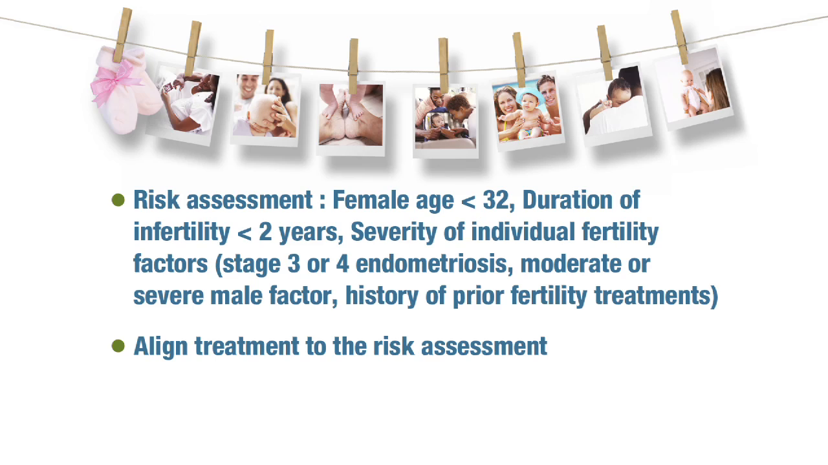Here's a female that's less than 32. That's good. The younger you are, the more likely you're going to be successful, all things being equal. Duration of infertility, less than 2 years, not bad. Severity of individual factors. If someone comes in and says, I have stage 4, very severe endometriosis, I've had 4 or 5 surgeries, I've had one of my ovaries removed, that's obviously a different person than someone that doesn't have those conditions.